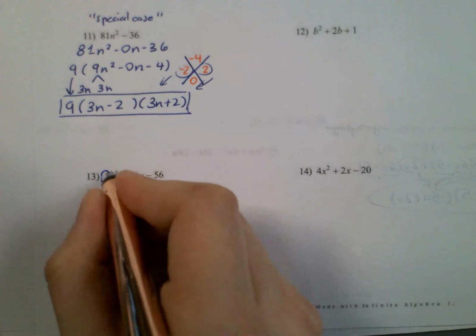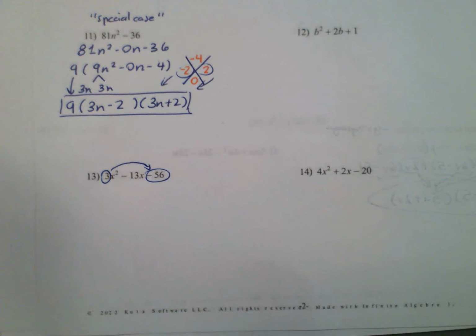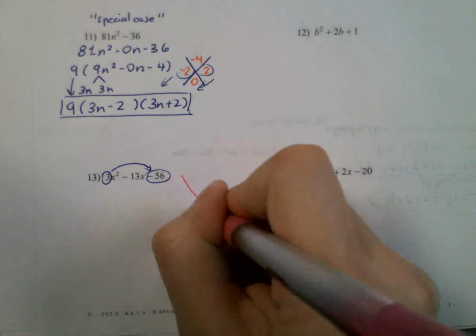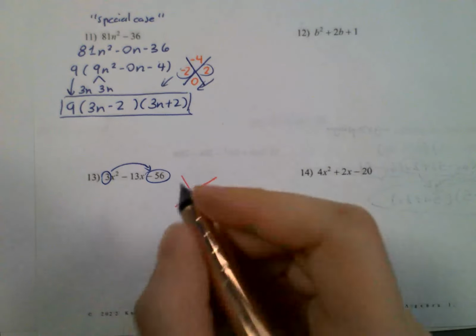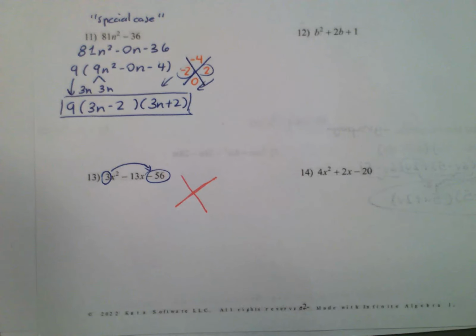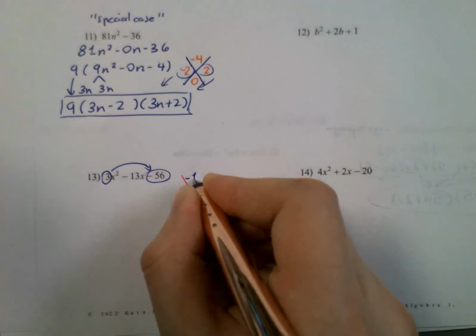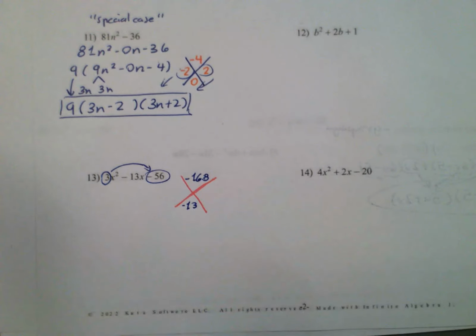So we're going to take the leading term, multiply it by the last term. Okay? That leaves me with, in my x over here, let's see, 3 times 56, I believe, is 168, so negative 168. And I need two terms that add together to give me negative 13.